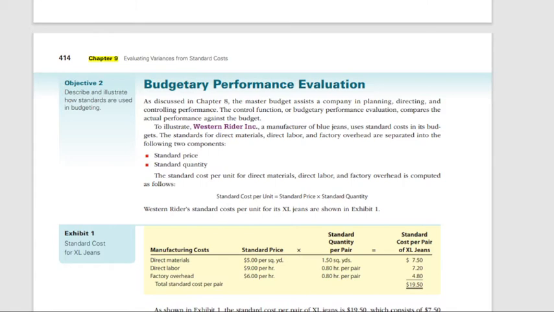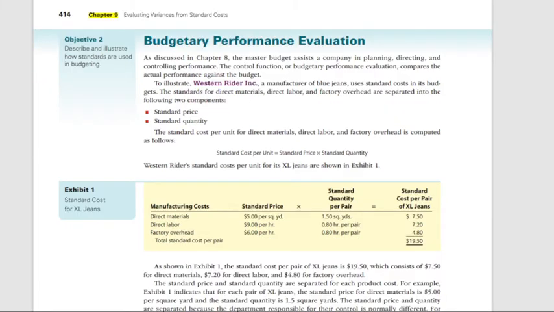Under the budgetary performance evaluation as prepared by most management accountants, in Chapter 8, as we look at the budget, the master budget assists the company in planning, directing, and controlling the performance. The control function, or the budgetary performance evaluation, compares the actual performance against the set budget.